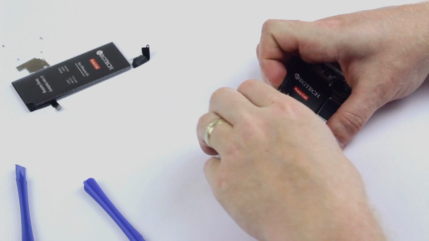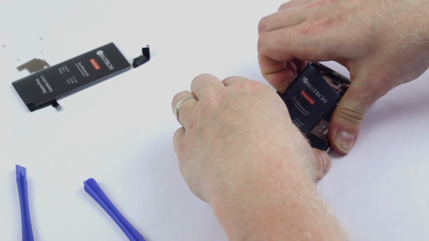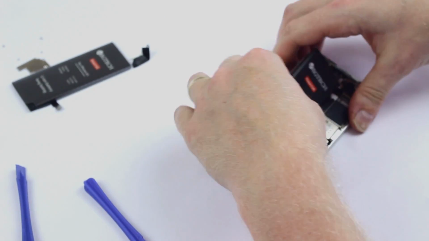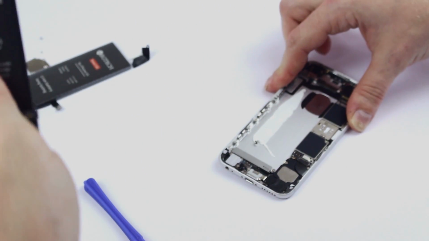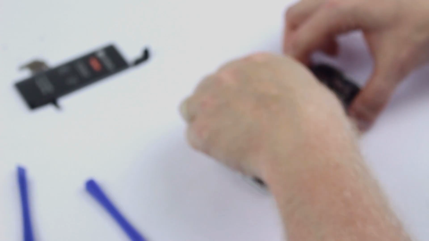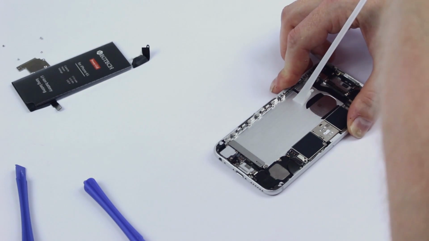So I've got the edge up there. It is bending the battery a little bit, but it should be okay. And that's it, it's out. Now, I'm going to remove all this tape from inside the chassis of the phone because it's just going to get in the way.